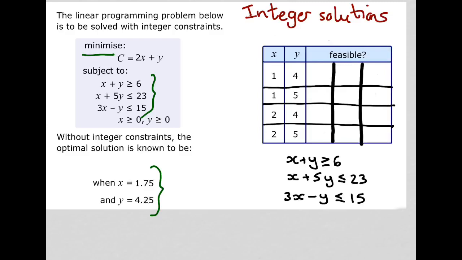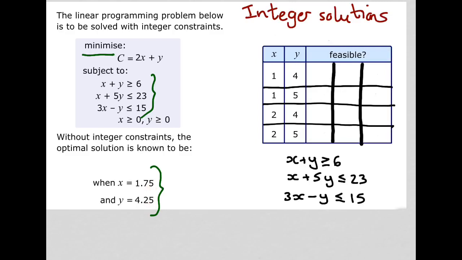So, I want you to imagine in your region you have got this solution here. But we want a whole number. So let's imagine this is the number of Easter eggs made. X is one type of Easter egg, Y is something else. We need to make whole numbers. So we want to choose a value, an integer solution, which is close to these two.